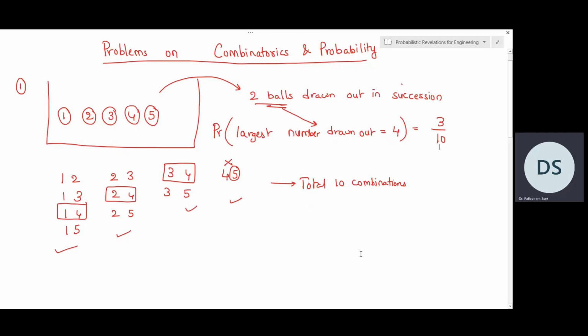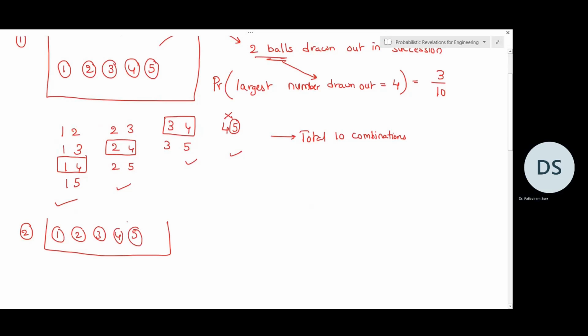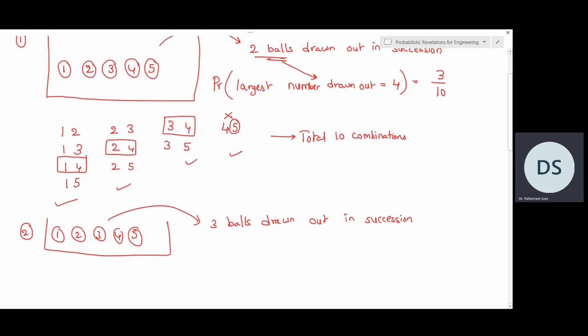Now let us repeat this problem. So let us take one more example. So this time, let us say the box again has the same 1, 2, 3, 4 and 5. But there are 3 balls drawn out in succession. So in this case, again, we are going to find out the probability that the largest number drawn out is equal to 4.